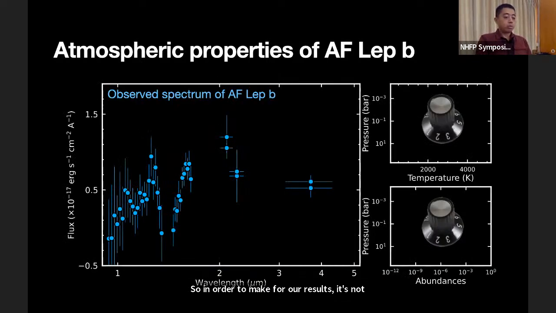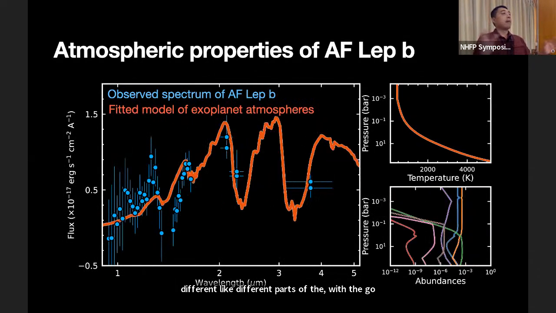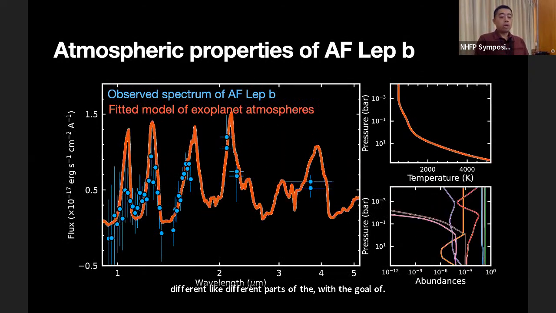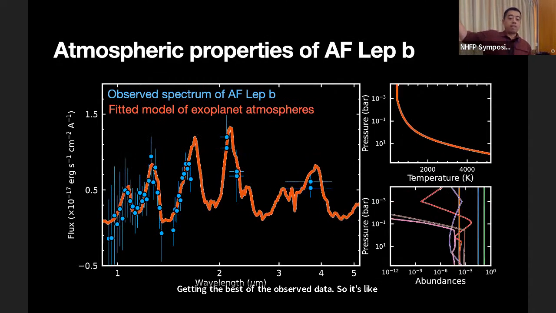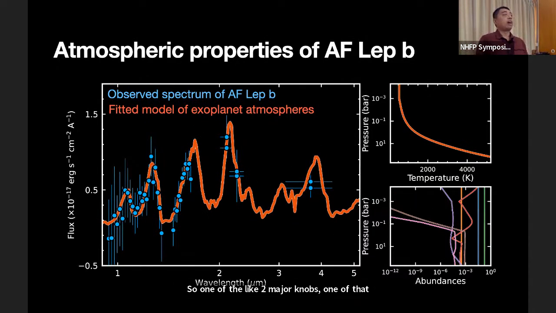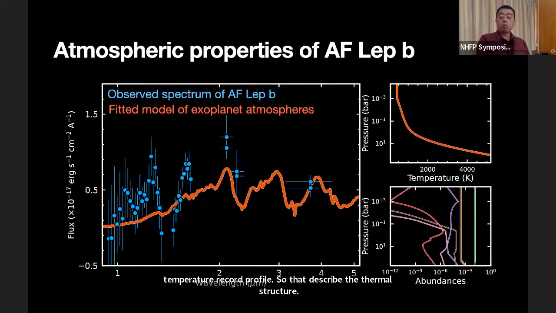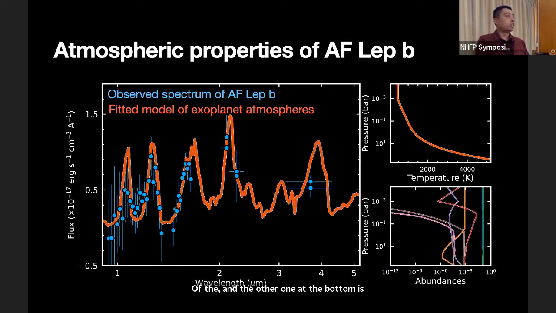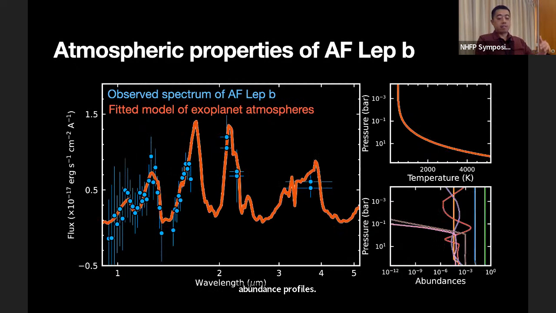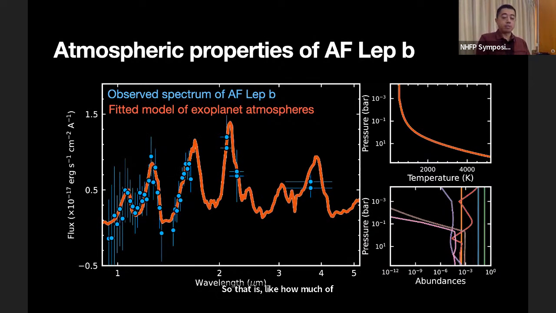The specific method we use is atmospheric retrievals. What retrieval does is parameterize different parts of the atmospheric properties with the goal of getting the best fit of the observed data. It's like playing the knobs of different parts. One of the two major knobs is the temperature-pressure profile, which describes the thermal structure of the atmosphere. The other one at the bottom is the abundance profiles, which describe how much of a given element is at each layer of the atmosphere.